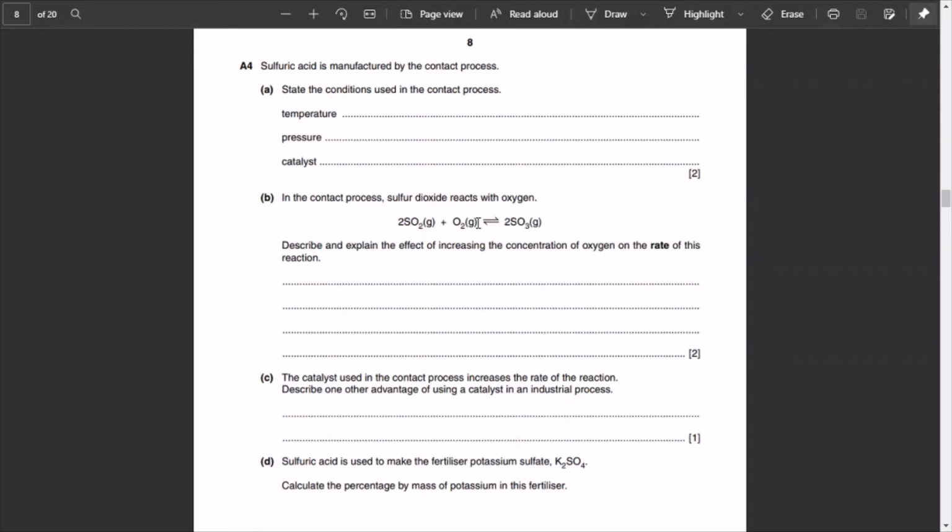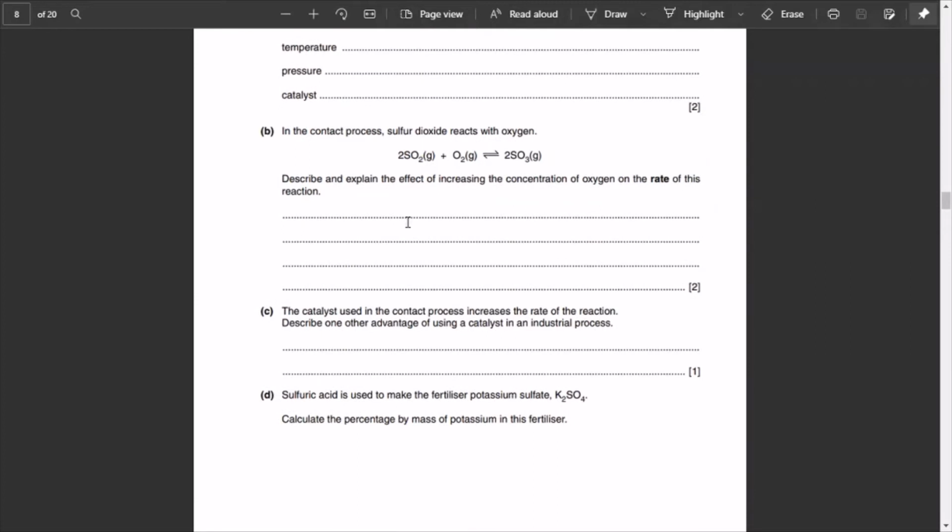oxygen concentration, that is the reactant side concentration, that means the rate of reaction would increase, and there will be more particles, they will be closer together, so there will be a greater number of collisions. Thus, the forward rate of reaction will increase. The rate of reaction is going to increase.